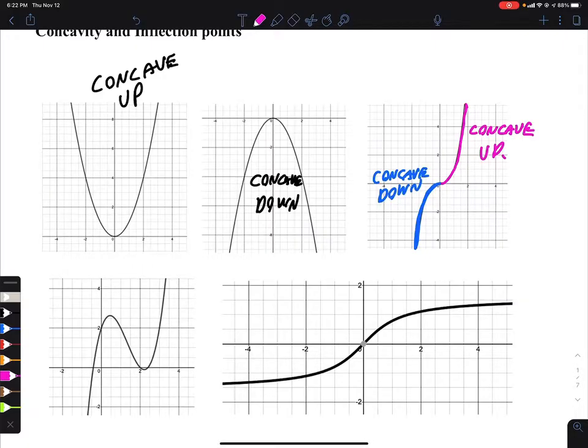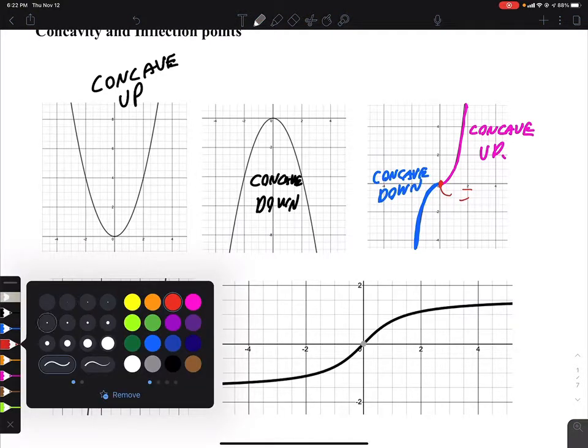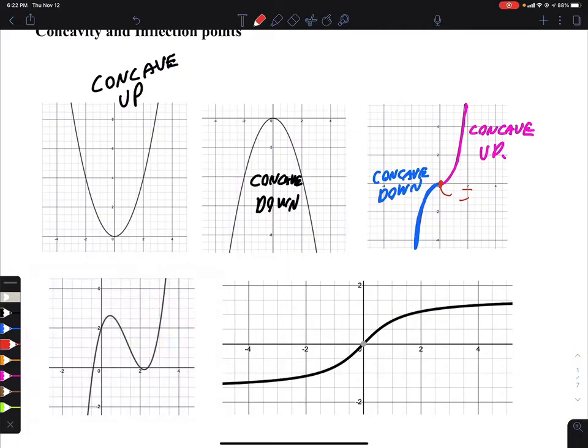And when something changes from concave up to concave down, the point at which it changes is known as an inflection point. That's an inflection point, where a graph changes from concave up to concave down or vice versa.